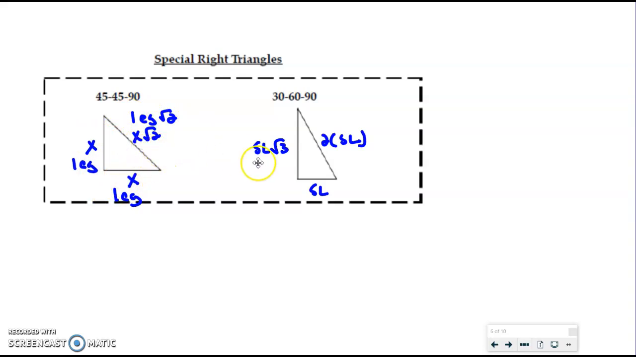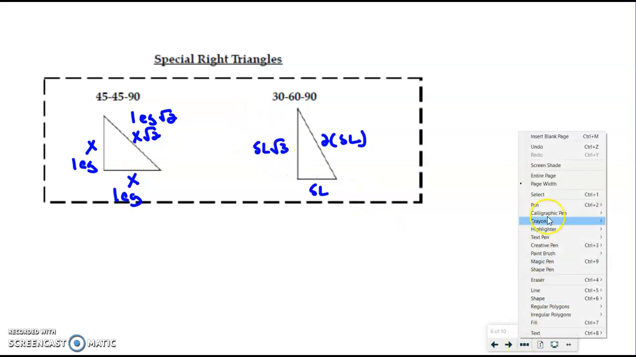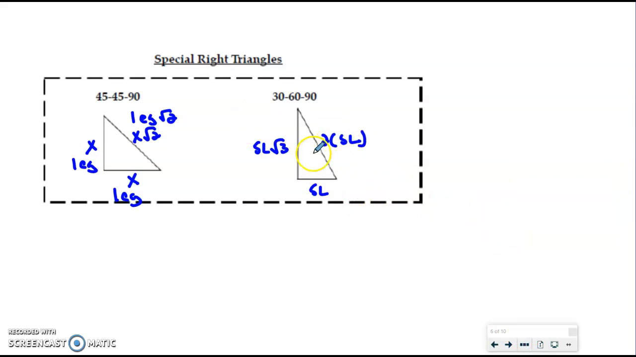Now when we looked at a 30-60-90 triangle, we talked about how there was something called a short leg and also a long leg and also a hypotenuse. So my long leg is the same thing as my short leg times the square root of 3. My hypotenuse is twice as big as my short leg.